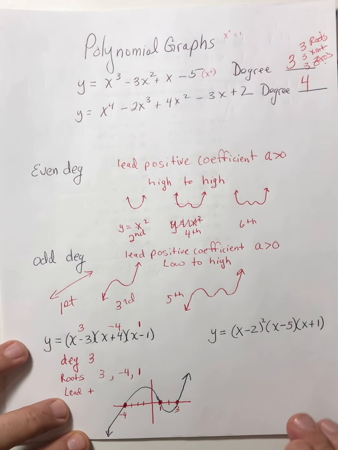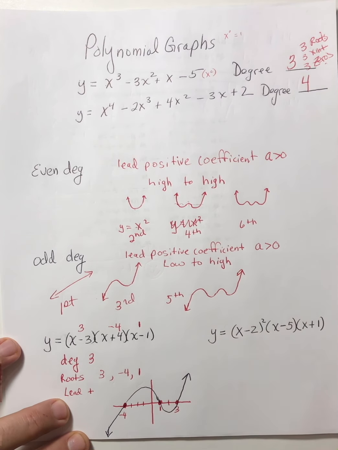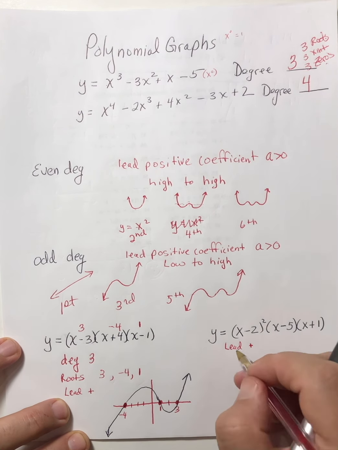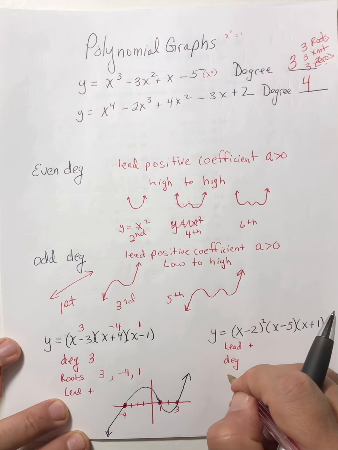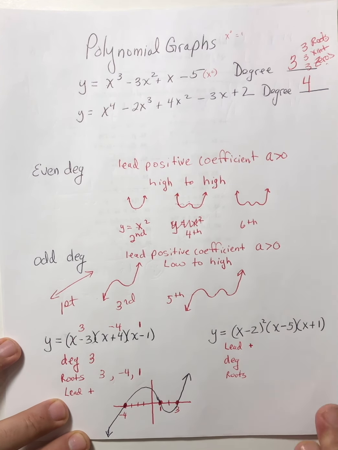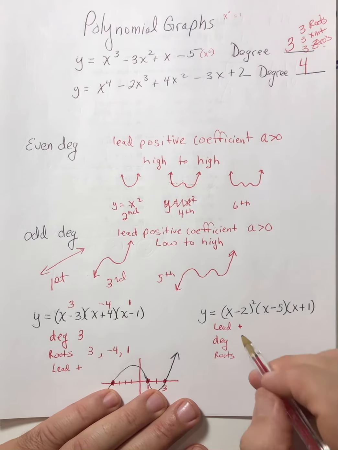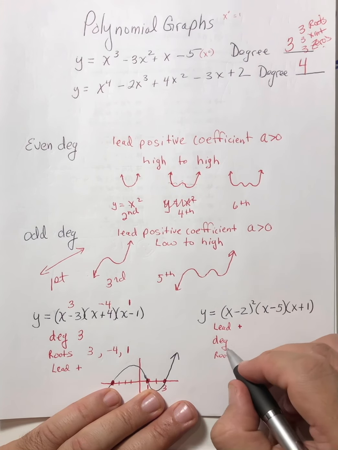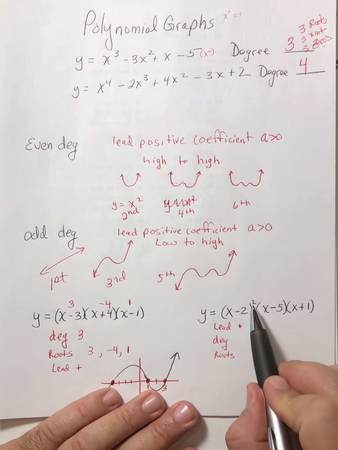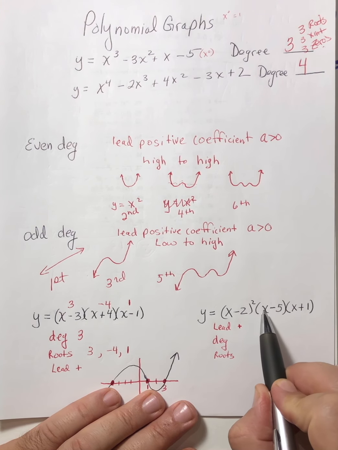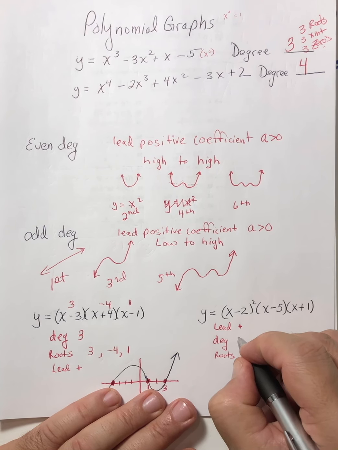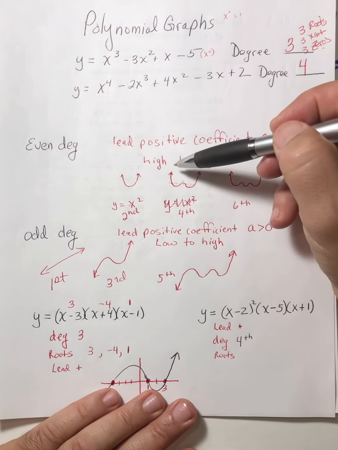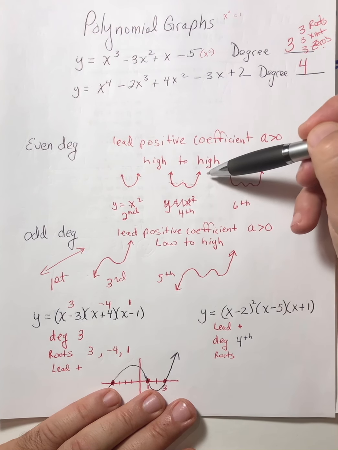All right, let's start with this one. What's our lead? Right, the lead is positive. All right, we need to know what the degree is, and we need to know what the roots are. So the lead is positive. That's right, there's no negative sign in front there. Now, the degree. Well, this says x squared times x times x. That's x to the power of 4. So this is a 4th degree equation. So here's a 4th degree. We start high, do our squiggles, and then finish high.